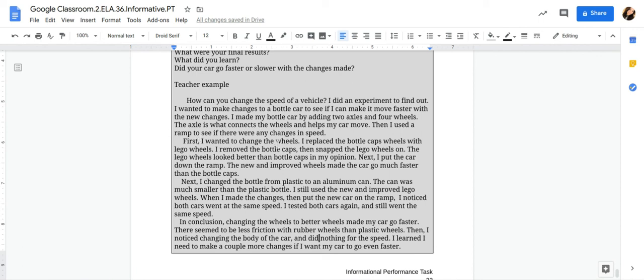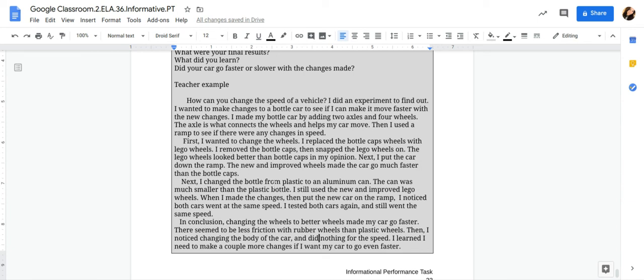First, I wanted to change the wheels. I replaced the bottle cap wheels with Lego wheels. I removed the bottle caps, then snapped the Lego wheels on. The Lego wheels looked better than the bottle caps, in my opinion. Next, I put the car down the ramp. The new and improved wheels made the car go much faster than the bottle caps.